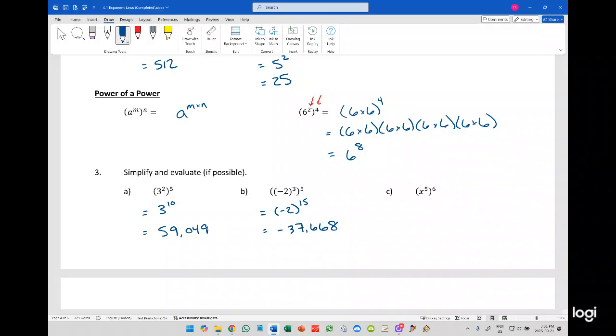And the last one is just variables, so there's no evaluating there, but multiply the two exponents together, and that becomes x to the 30th. And I'm kind of glad I didn't have to punch that in because anything to the exponent 30 is pretty large.